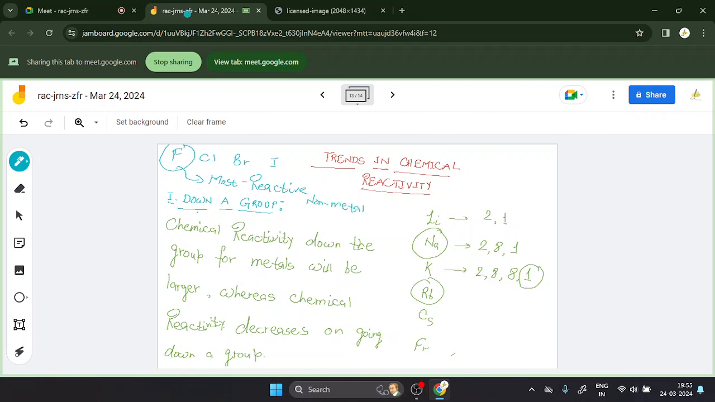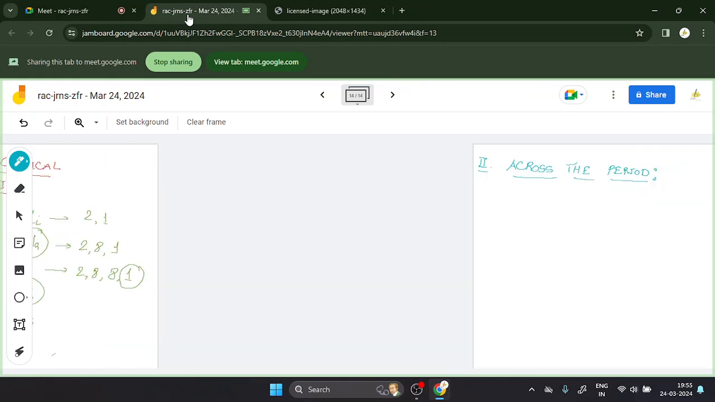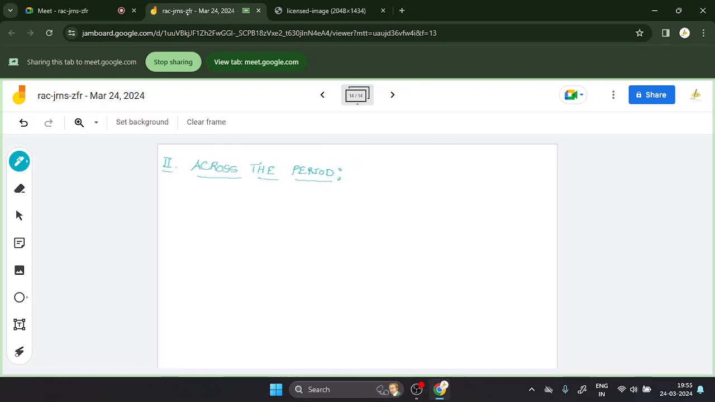Understood now what I am trying to say? Are you not getting confused? I know. Are you understanding everything or not? I am. Okay. Now let's talk about, since down a group we have discussed, now let's talk about across the period. Okay. So what happens when we go across the period from left to right in a period?